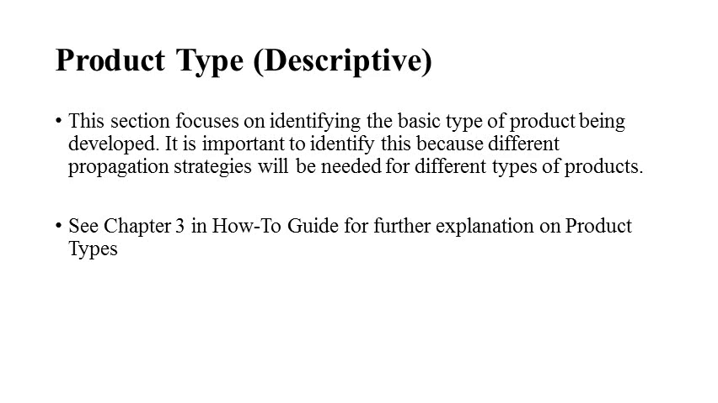So the first thing you're going to do is look at the product type. And so you're really deciding what is being developed. What is it that is going to be adopted? You can see Chapter 3 in the how-to guide if you want to read more of that, which you'll be doing for our first session. But you don't have to have read it in order to do your initial summary and evaluation.